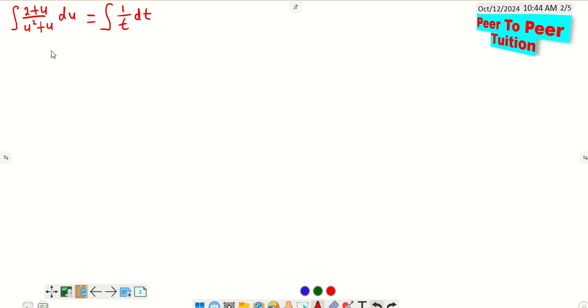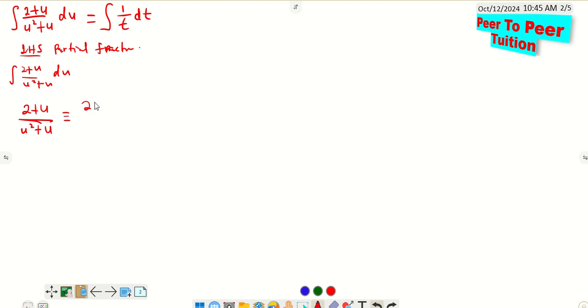Now let's take them one by one. So we will solve the left hand side using partial fractions. So let's focus on this one. We know that the integral of 2 plus u over u squared plus u du. To solve this one, let's focus on the partial fraction. We know that 2 plus u over u squared plus u can be written as 2 plus u over u times u plus 1. And this can be written as a over u plus b over u plus 1.